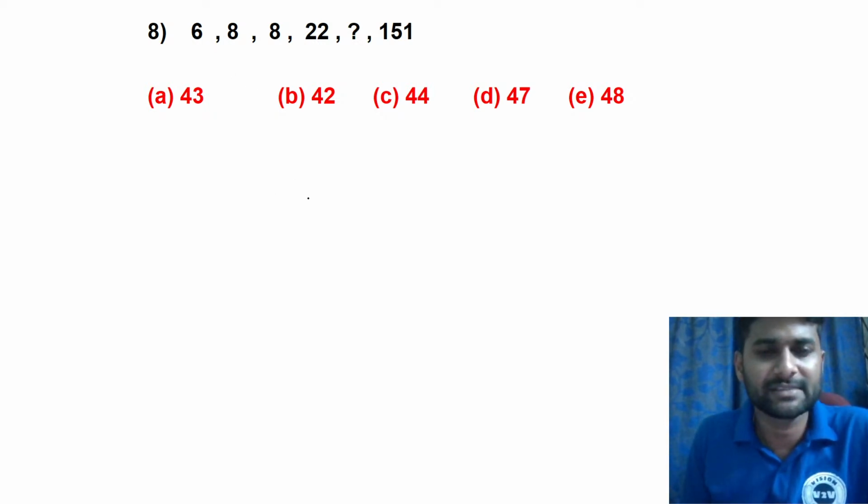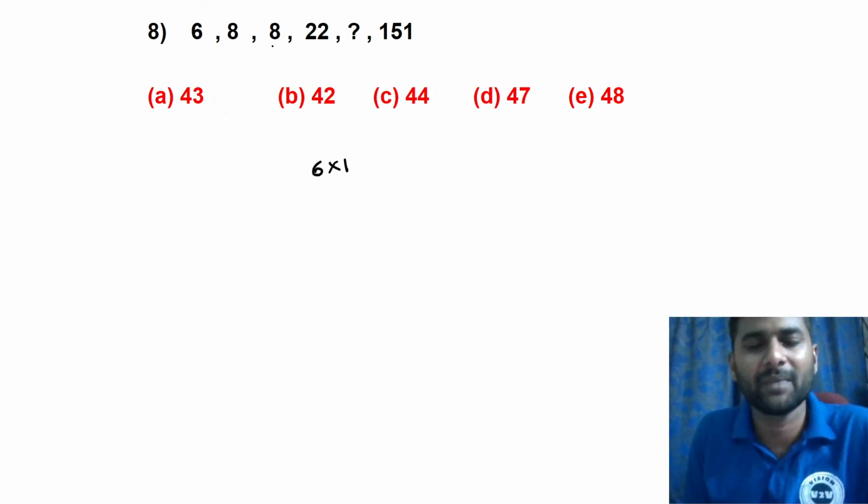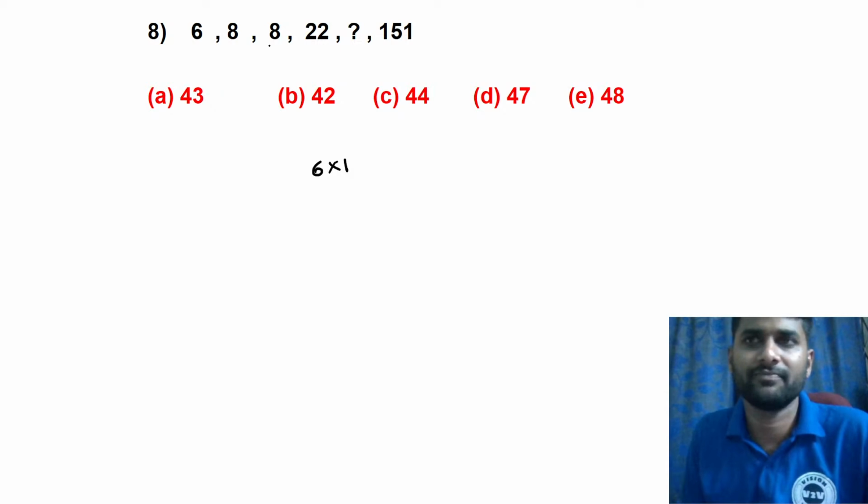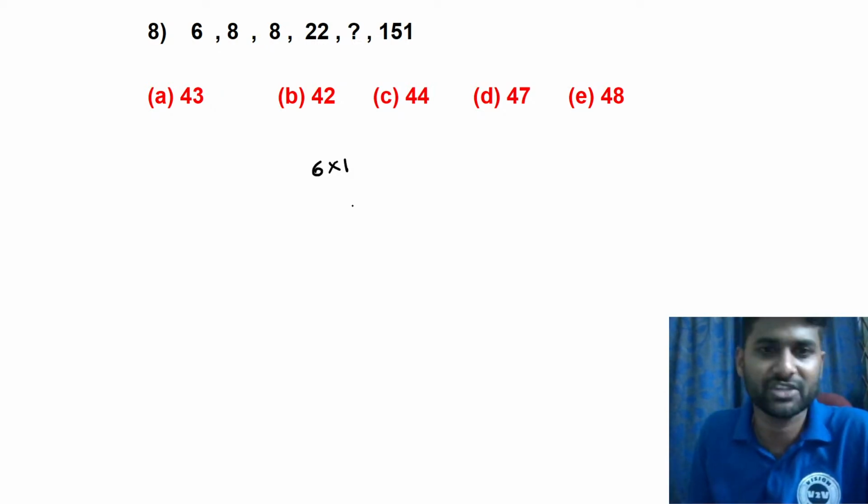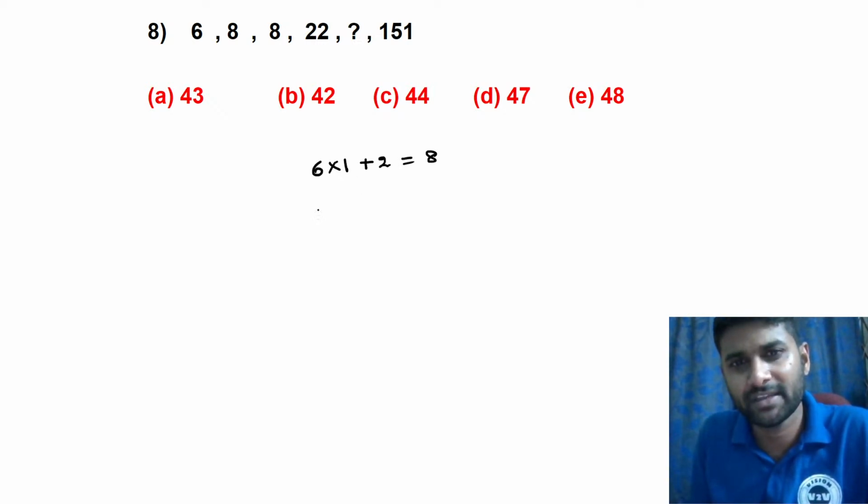Now see, here 6 becomes 8. We should multiply the number 6 by 1. Why? Because 8 becomes 8. We can't get the exact resultant through addition or subtraction. That's why we'll take the multiplication concept. So 6 times 1 is 6, plus 2 is equal to 8.